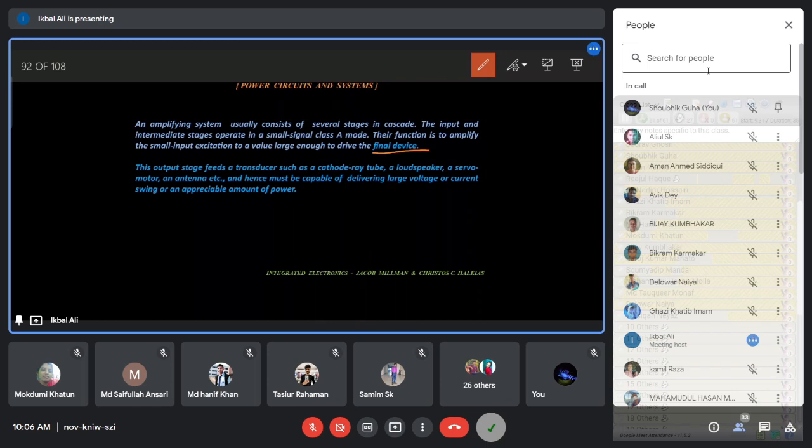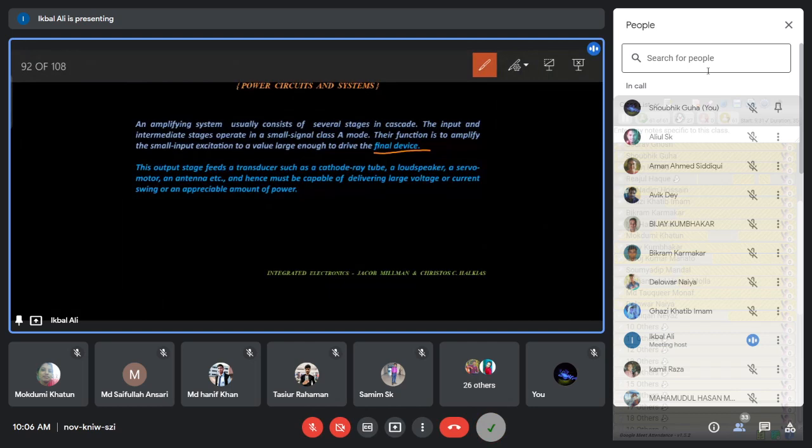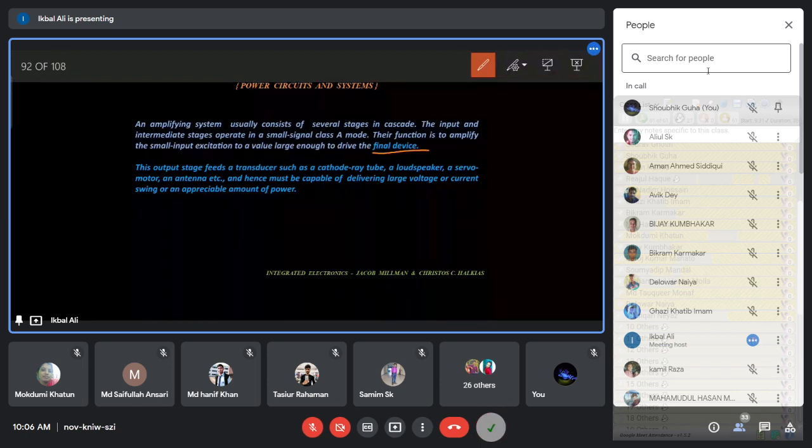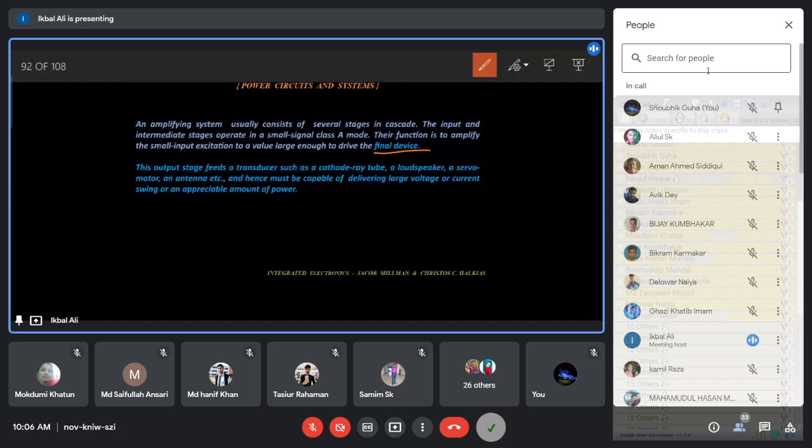Okay, sufficient amount of AC signal should be at the input of the speaker, otherwise you cannot hear the sound. The speaker will not work. So to drive this final device, you need to boost the incoming AC signals. The initial, first and intermediate stages are the small signal low frequency class A amplifiers, but the final amplifier actually drives this signal to such a high level that it can drive your final devices like a speaker, motor.